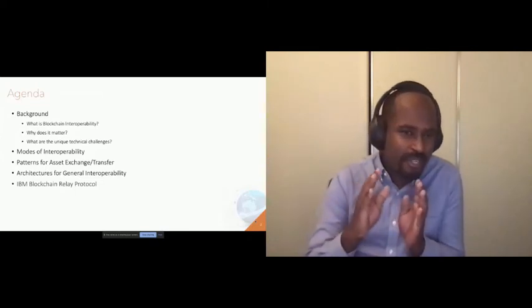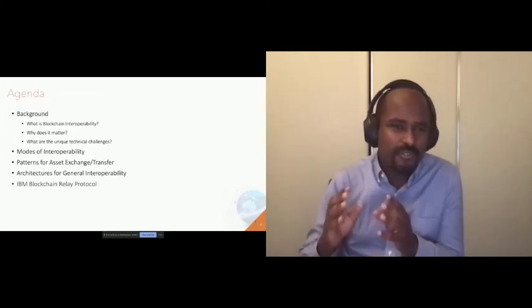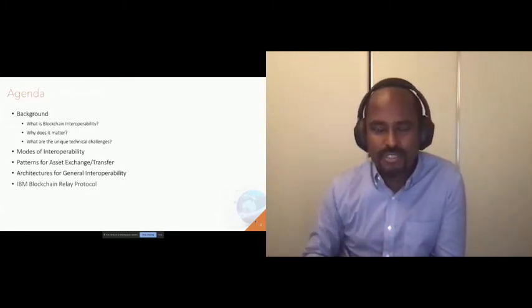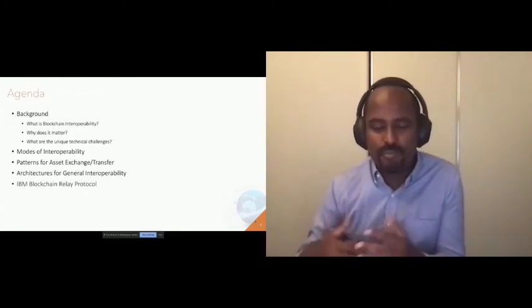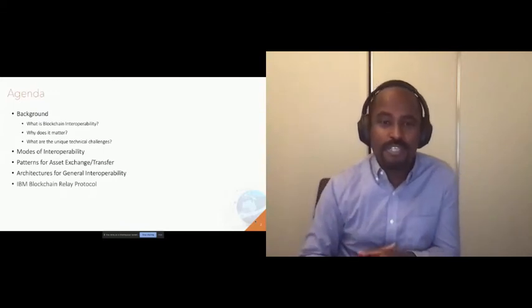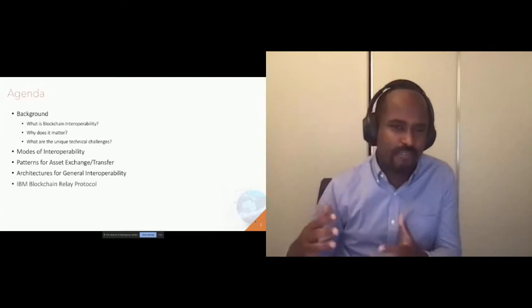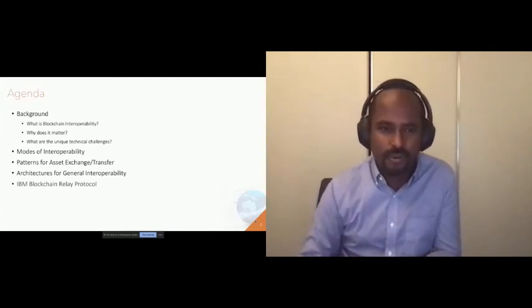Starting off with a subset of protocols that really focus on a sub-problem in interoperability, which is asset exchange and transfer. And then I will talk about the broad architectures and projects that we're seeing that try to solve the broad problem of blockchain interoperability as a whole, right? So not just asset exchange, but data transfer, complex state orchestration, and so on.